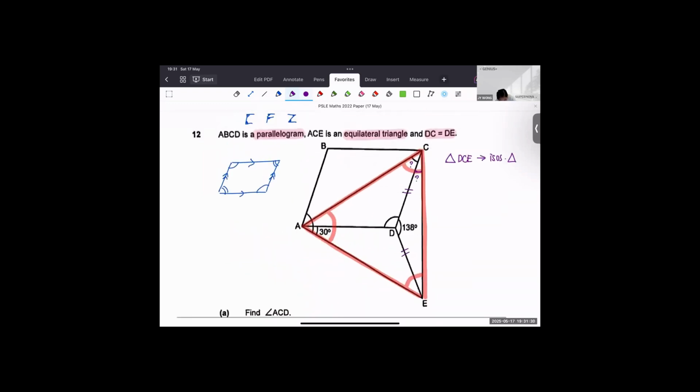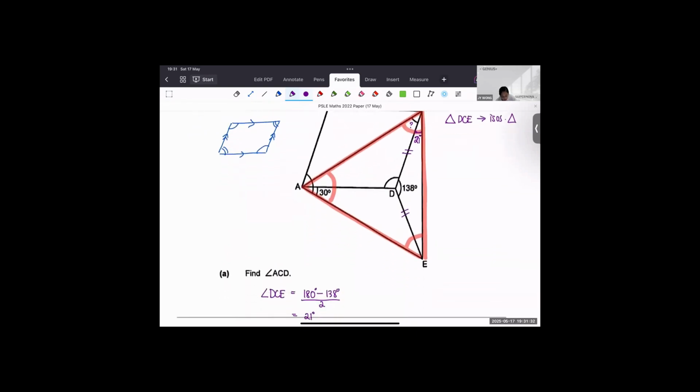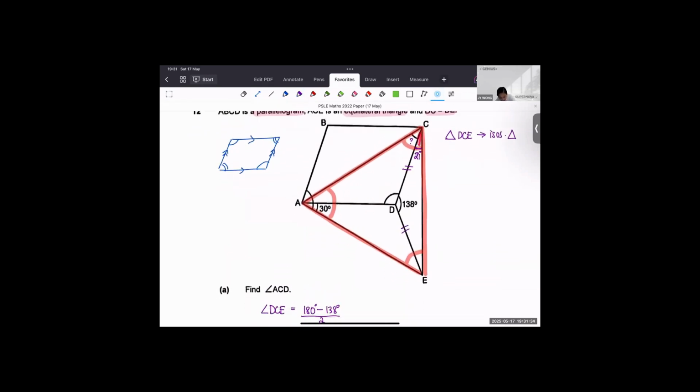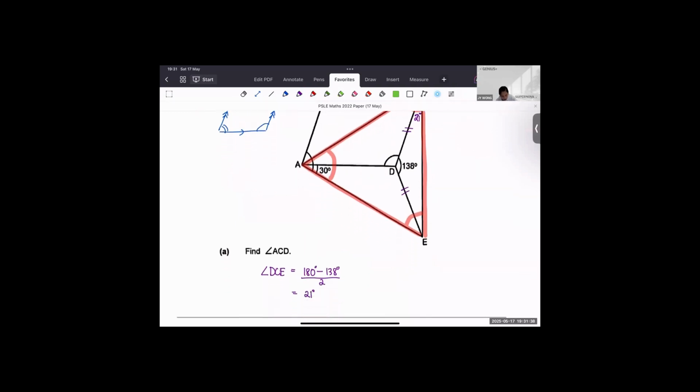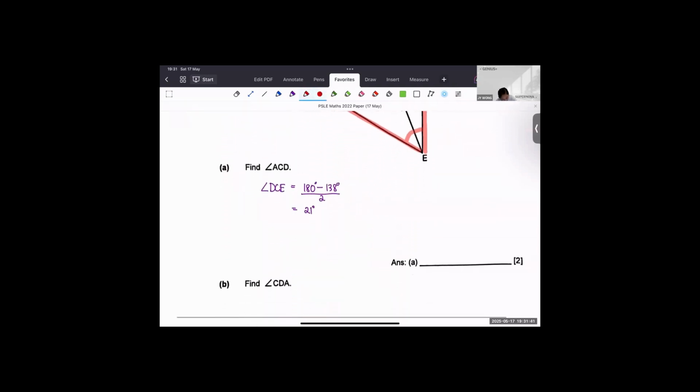So if this is 21 degrees, and we know that ACE is equilateral triangle, which is 60 degrees. Can I find angle ACD? Yes, angle ACD is 60 degrees minus 21 degrees. That will give you 39. I see quite a number of 39. Well done.